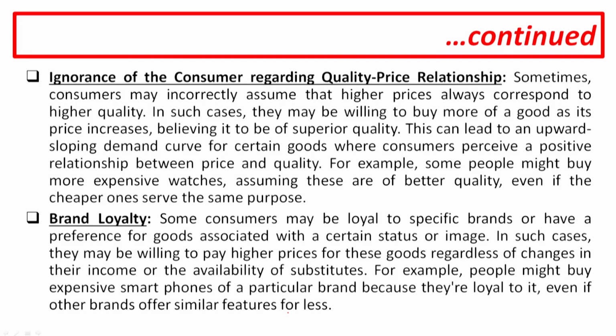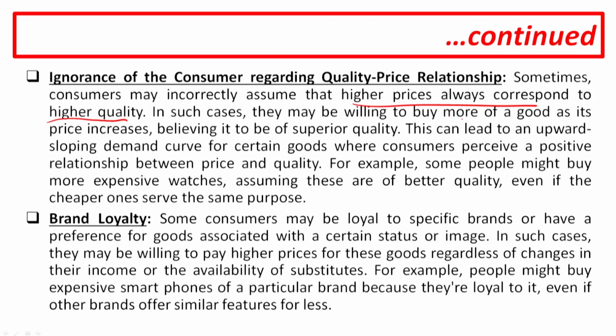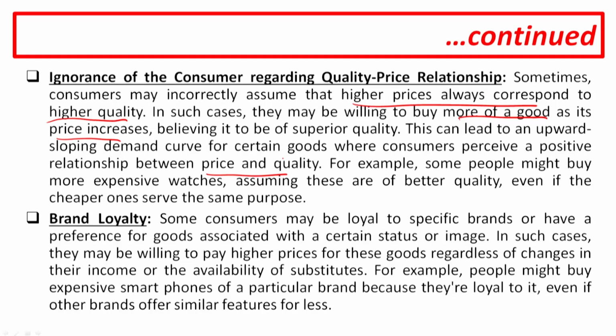Ignorance of the consumer regarding the quality-price relationship. Sometimes consumers may incorrectly assume that higher prices always correspond to higher quality, which means sometimes consumers have the perception that if the prices of the goods are higher, the quality will be supreme or better. In such a case, they may be willing to buy more of a good as the price increases, believing it to be of superior quality. This can lead to an upward sloping demand curve for certain goods where consumers perceive a positive relation between price and quality. For example, some people might buy more expensive watches, assuming they are of better quality, even if the cheaper ones serve the same purpose. So this is an exception to the law of demand.